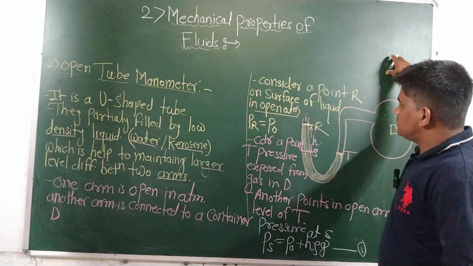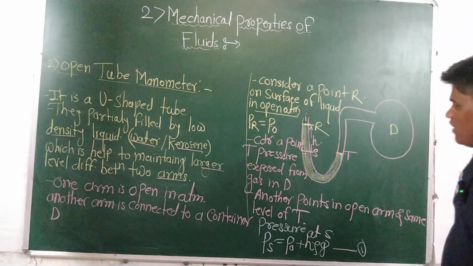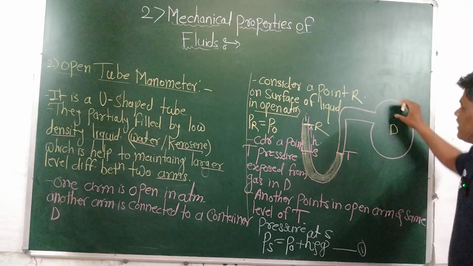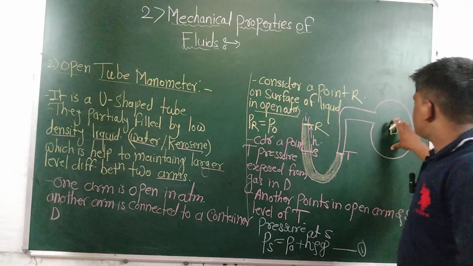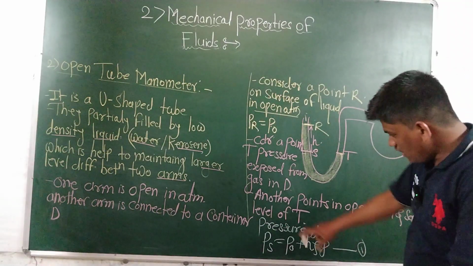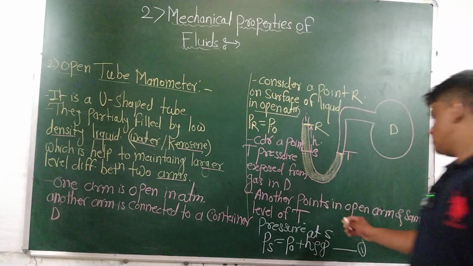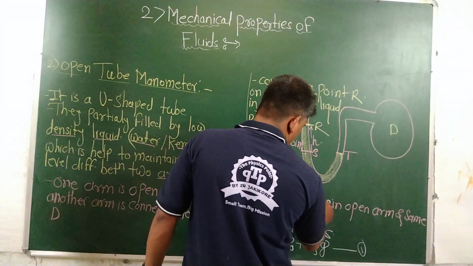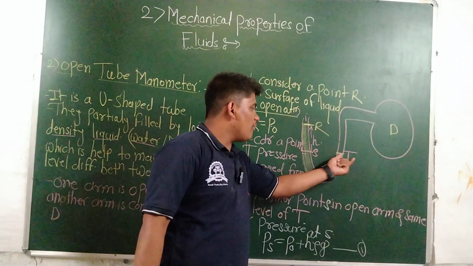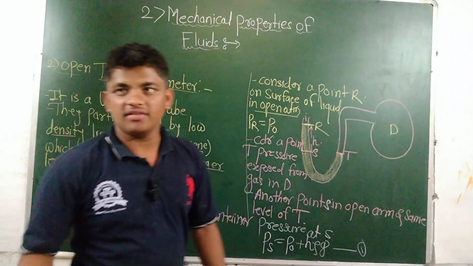Okay, then the pressure at a point R is the atmospheric pressure, that is P of R is equal to P of 0. Then consider another point, that is T. The pressure at the point T is exposed by the gases or any fluid gases which are present in the containers. Then another point S in the open arm, at the same level as T, and the pressure at point S is P of S is equal to.